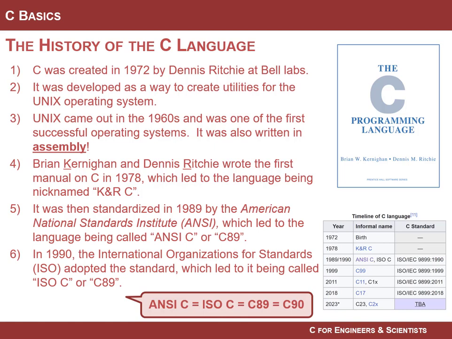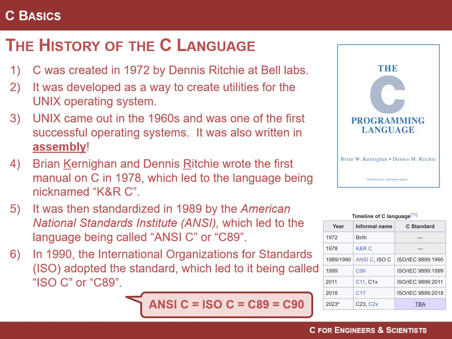So the C programming language was actually created in 1972 by a gentleman named Dennis Ritchie at Bell Labs. Bell Labs was a research facility that created many of the modern inventions that we have, transistors and such. But it was developed as a way to create software utilities for an operating system called Unix. Unix, this is not Linux, this is Unix.